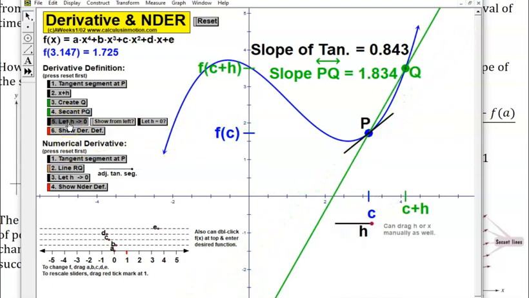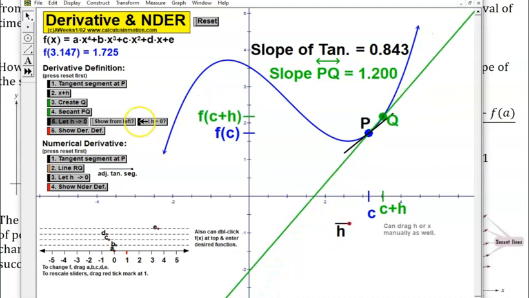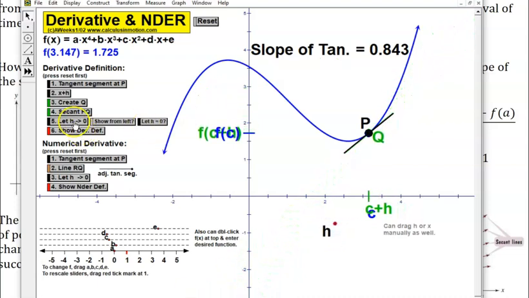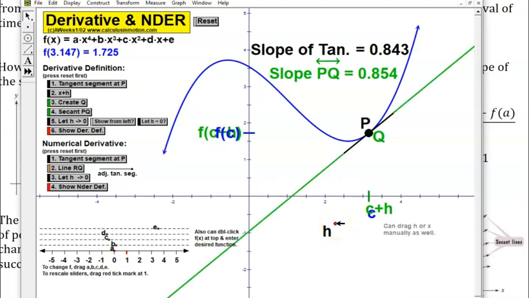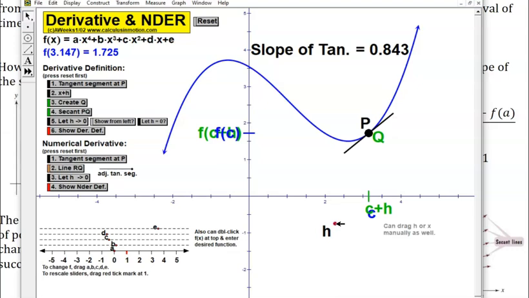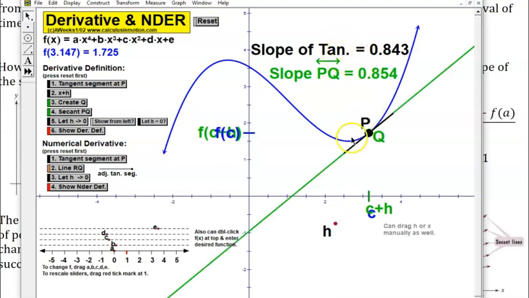If h is equal to 0, what you'll notice is that the green line disappears. Well, why does the green line disappear? Because the green line is defined by 2 points, but the slope formula between 2 points, if those 2 points are in the same spot, has y2 minus y1, well, they're both f of c, so f of c minus f of c over c minus c. If h is 0, then my denominator and my numerator are both 0.